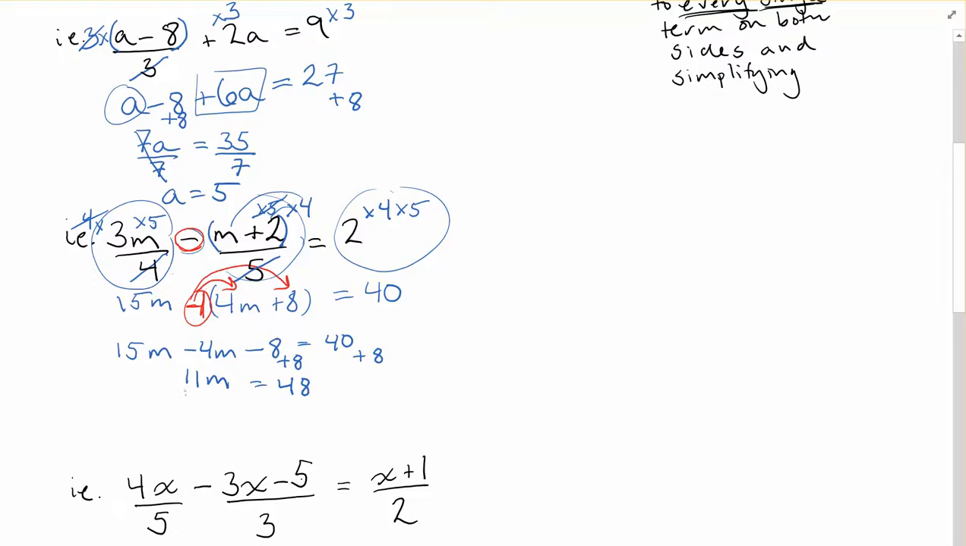Anyways, our last step here, 11 times m, so I'm going to divide by 11. And I've got m is equal to 48 over 11, and I'll leave that as a fraction.